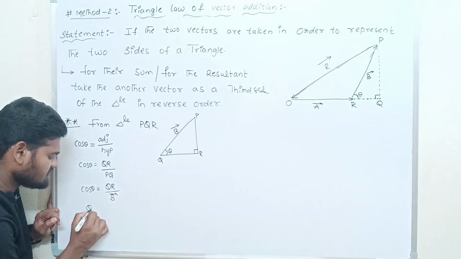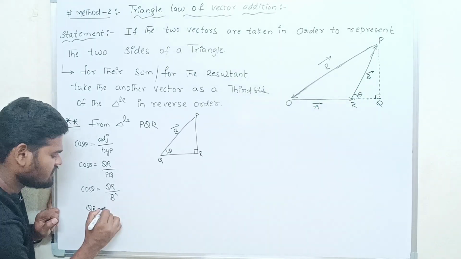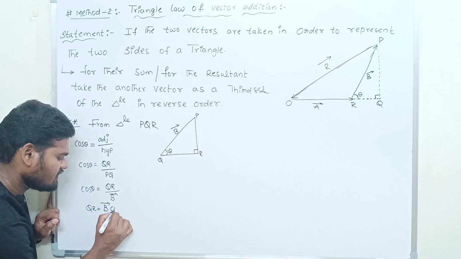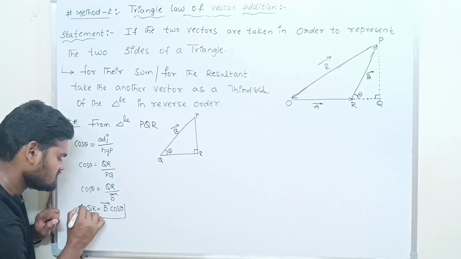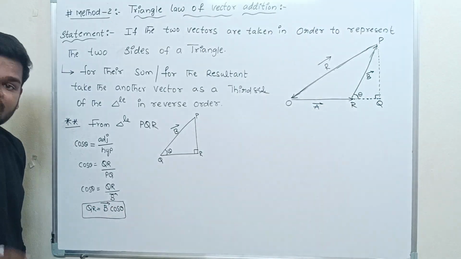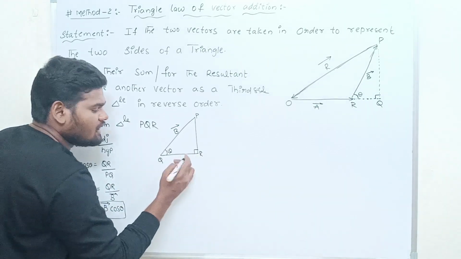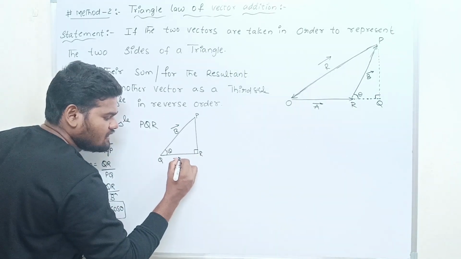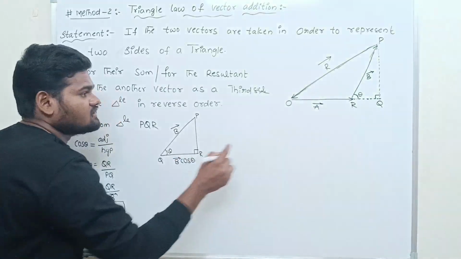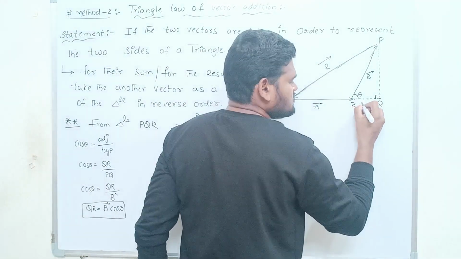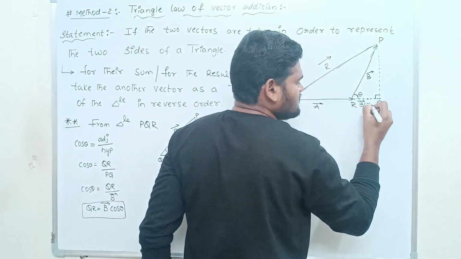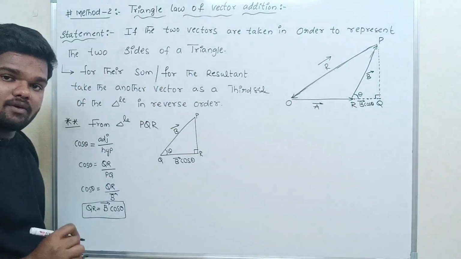So from this, QR is equal to what? If you bring this B bar to this side, it becomes B bar cos theta. So QR is equal to B bar cos theta. What is the value of side QR? B bar cos theta. Are you getting it? Okay.